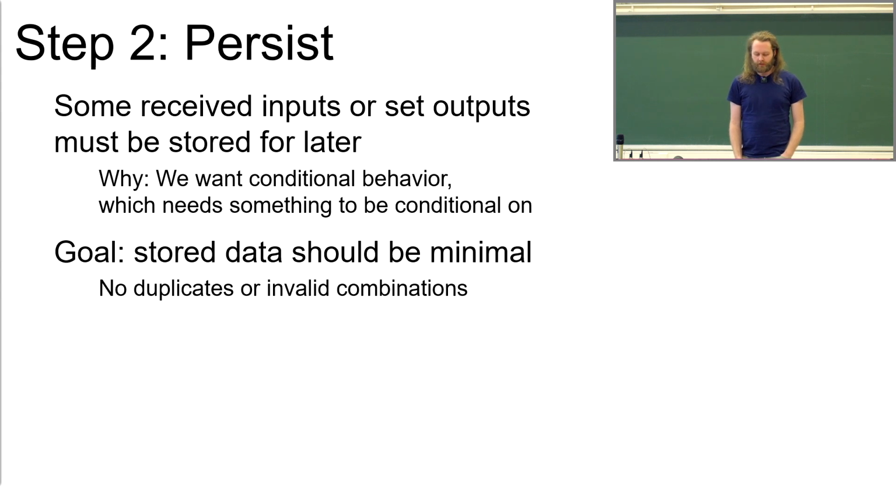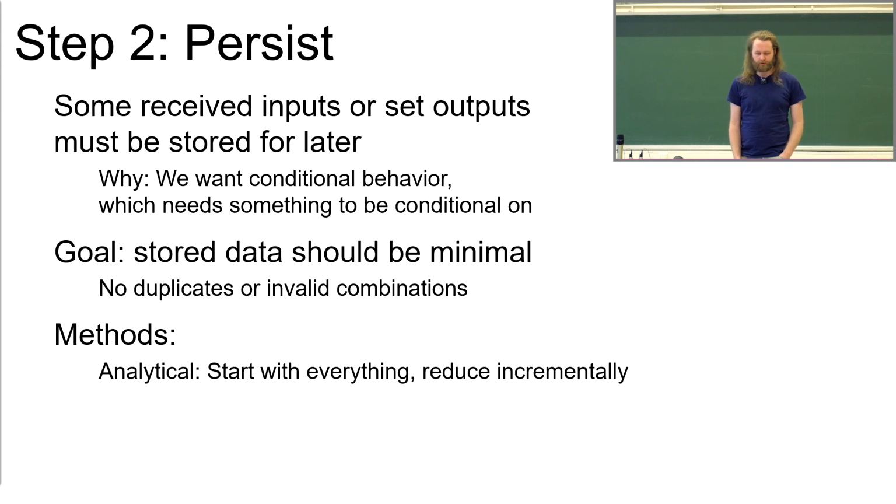So duplicates are out, invalid combinations are out. And there are some methods to do this. You can do this completely analytically. You can just say, okay, these are all of the inputs, put them in rows. These are all of the outputs, put them in rows. And then you go through every single combination of all of them, and you go, okay, which ones are invalid, which ones are duplicated, and you remove them.